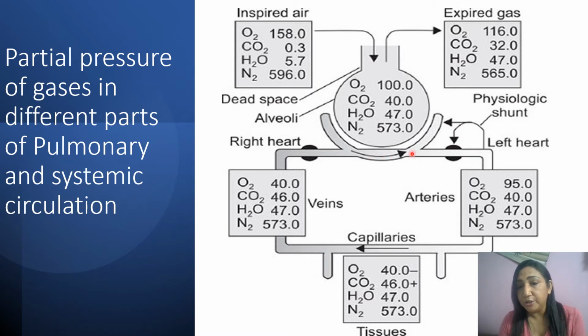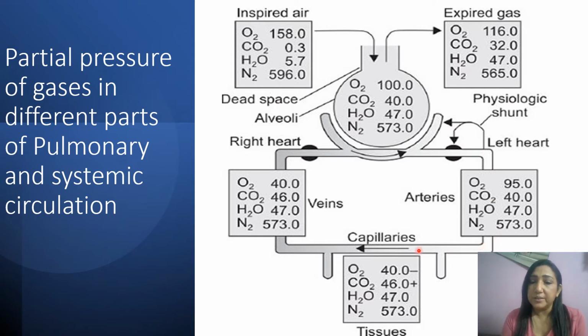And after coming to the systemic circulation, there is a little drop of the partial pressure of oxygen. From 100 it comes to 95. Why? What is the reason behind that? Because of the presence of physiological shunt, and ultimately the partial pressure of oxygen in the systemic circulation is around 95 millimeter of Hg, with carbon dioxide at 40 millimeter of Hg. Now you see the nitrogen is still the same. There is no change of the nitrogen partial pressure.